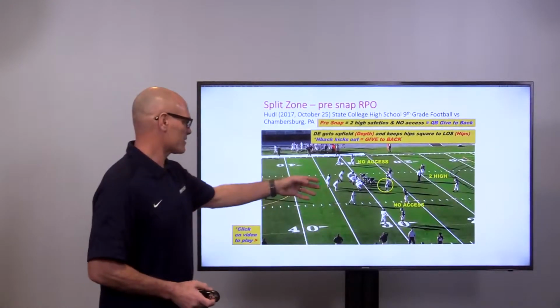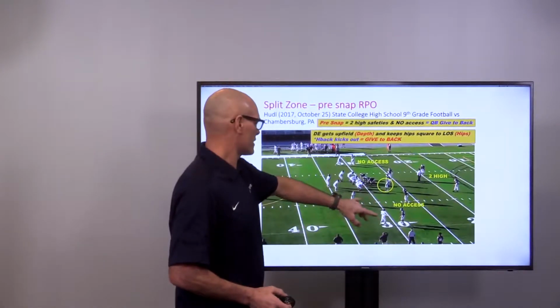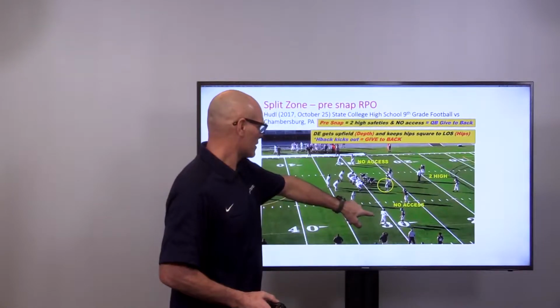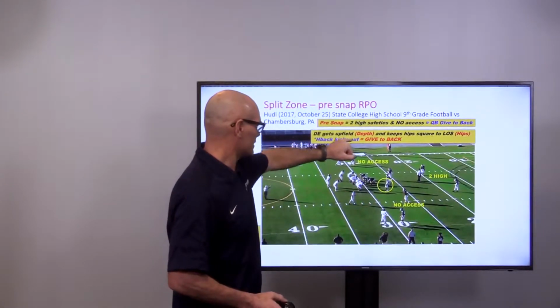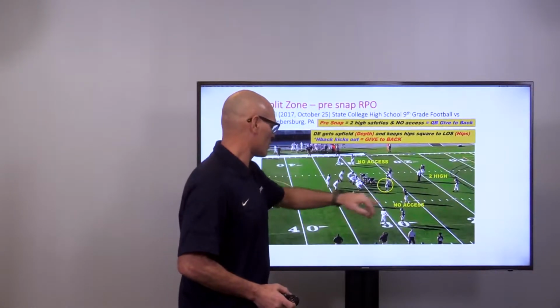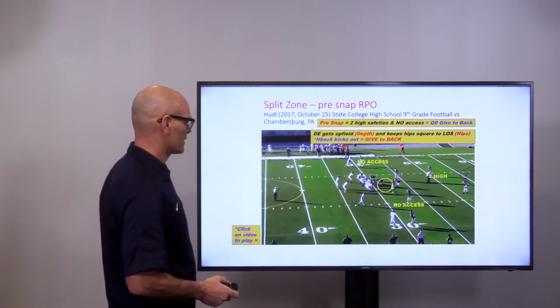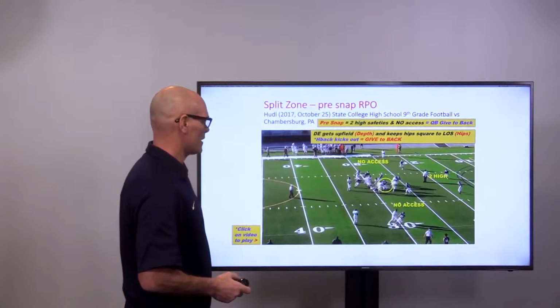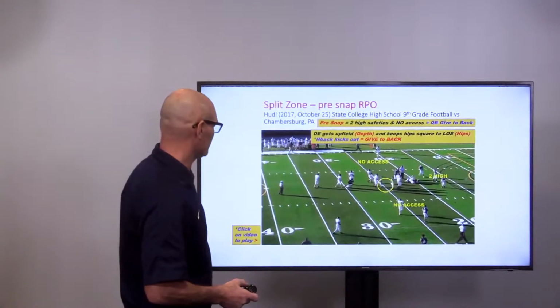So here's some examples I showed you before. This is our 9th grade team running it. We've got a duo right formation. We're going to go ahead and run lightning to the play. So we're going to go ahead and read this. Again, there's no access. We got 2 high safeties. And there is a 9th grade back just going right through it.